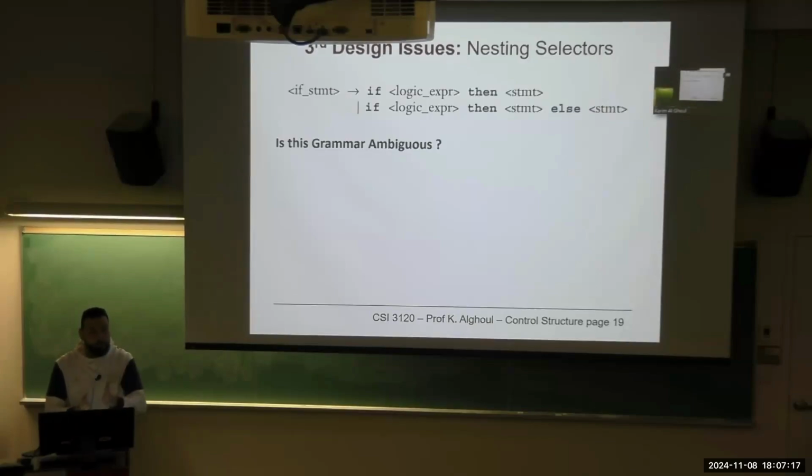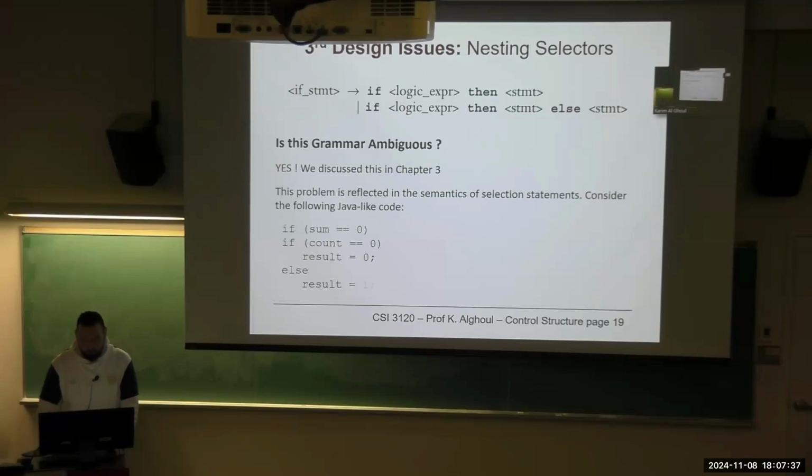Ibrahim, why does this have ambiguity in it? Why? When you have an if-then statement, you don't know if there's an else after that. In another way, let's say I'm using this grammar, and this Java-like code is using this grammar. So this is my first statement. If sum equals 0. That's my statement, correct? So I'm here.